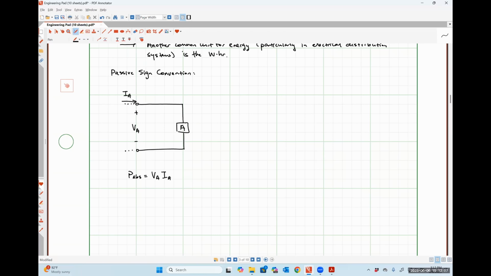So this is the power absorbed by our element, and then the power supplied by our element is just going to be negative VA times IA. So this tells us that absorbed power is just the negative of supplied power and vice versa. So if an element is absorbing negative power, that means it's supplying positive power. Okay. So let's contrast this with circuit element B over here to the right.